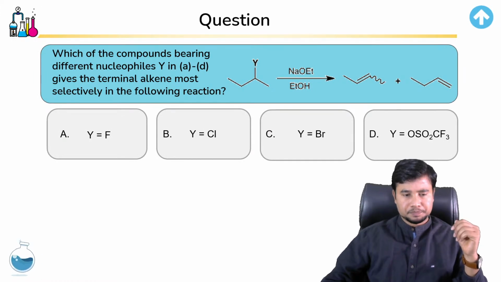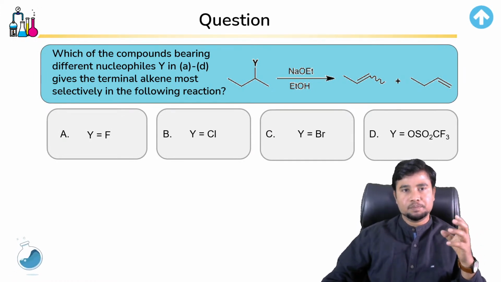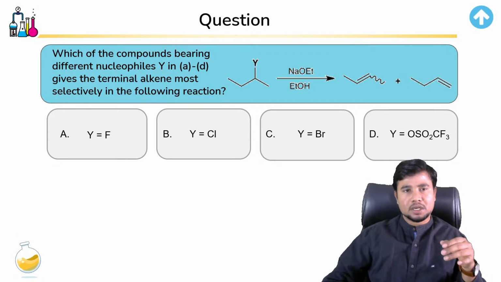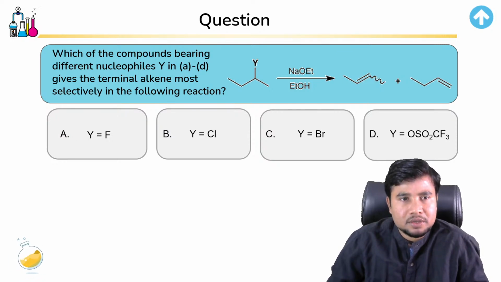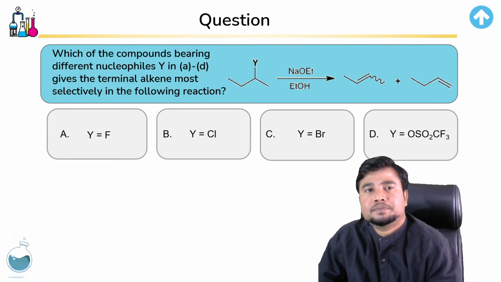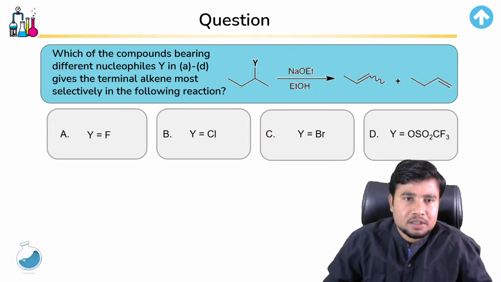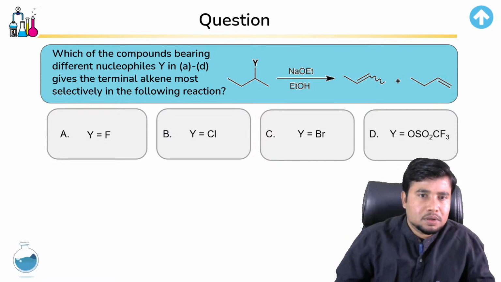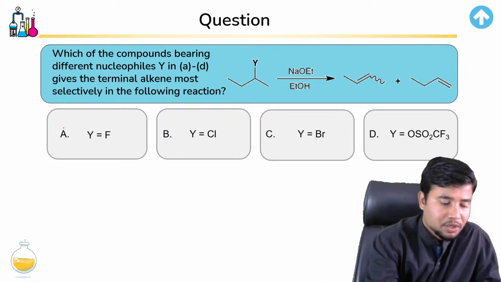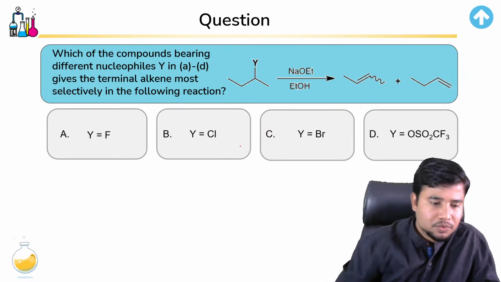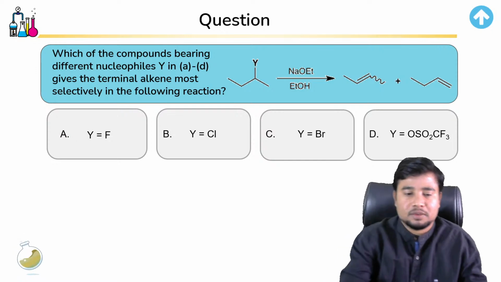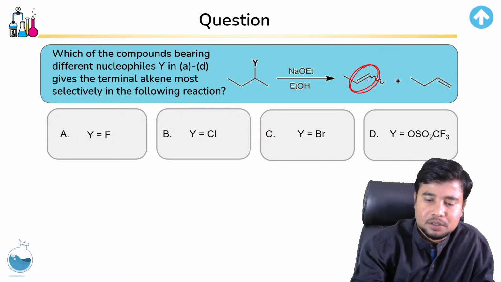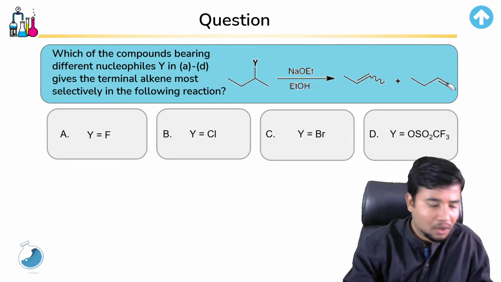Which of the compounds bearing different nucleophiles Y in A to D gives the terminal alkene most selectively in the following reaction? Now this is the question given. Among A to D, from this to this, which one is going to give you the terminal alkene most selectively? We have to find out which one can give you a terminal alkene. Like we have to get an alkene over here, right? This as the major product, or this as the major product. How can we find that out?